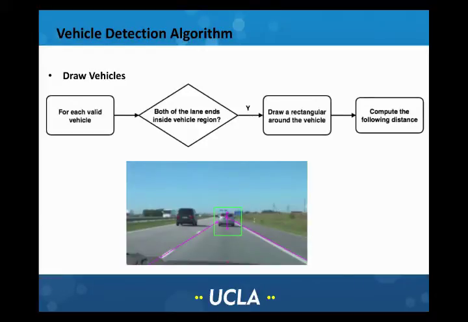The final step is to join the vehicles that we detected in the previous step with the lanes. For each valid vehicle, firstly we determine whether both of the lane segments are inside the vehicle region. If they are not, we simply discard these vehicles. If they are, we draw a rectangle around the vehicle, and then we can compute the following distance based on this rectangle.